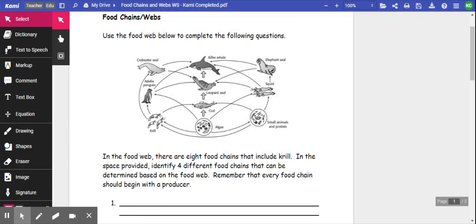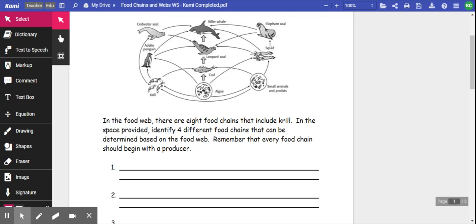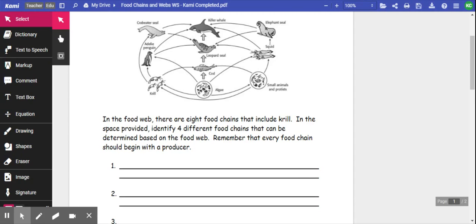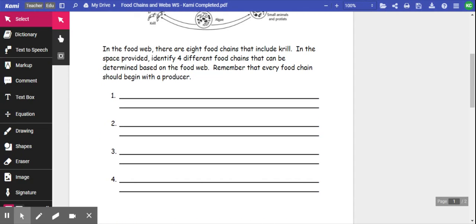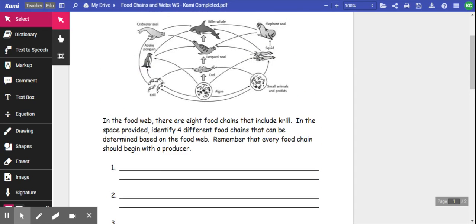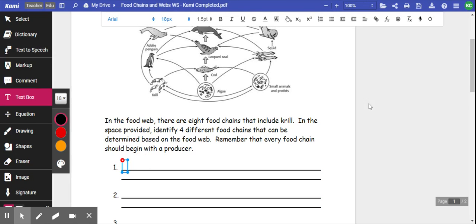It says in the food web there are 8 food chains that include krill. In the space provided, identify 4 different food chains that can be determined based on the food web. Remember that every food chain should begin with a producer. So, like I said, our producer is going to be algae every single time. So 1, 2, 3, 4, we are going to make food chains from this information in this food web. So I'm going to use my text box to do that. So the first organism should be a producer. The only producer I have is algae.